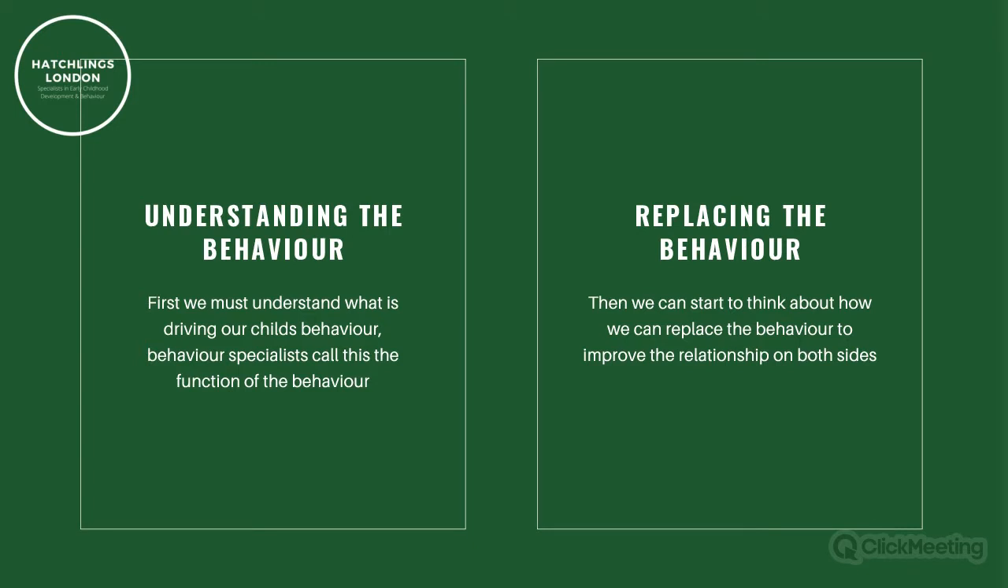So when we're thinking about understanding behavior in general, we really need to look at what is driving the child's behavior. In behavioral specialist terms, we call this the function of the behavior, so what those 4 main functions look like. And then on the other side, the way we like to think about it is the way we can replace that behavior and possibly teach the child a better way of communicating their needs. So we can think about how we can replace the behavior to improve the relationship on both sides, both on the child's side and on your side as well.